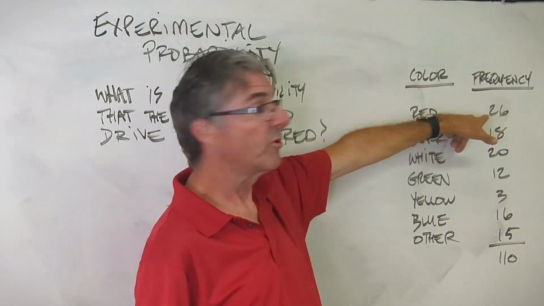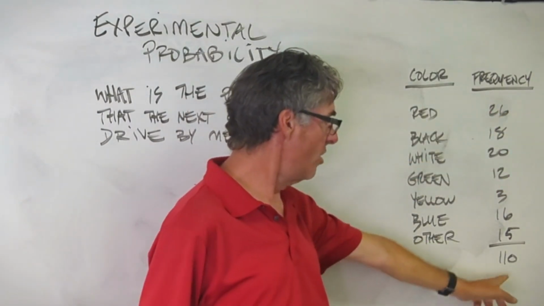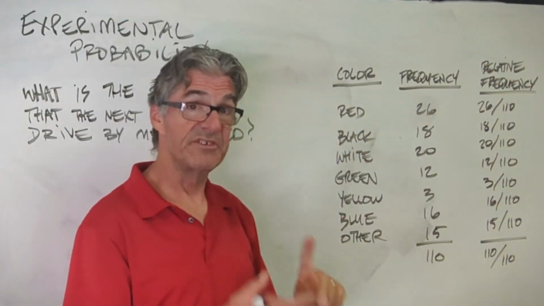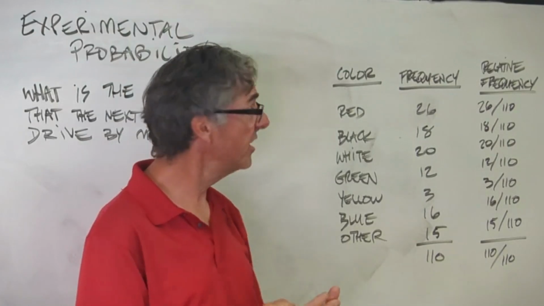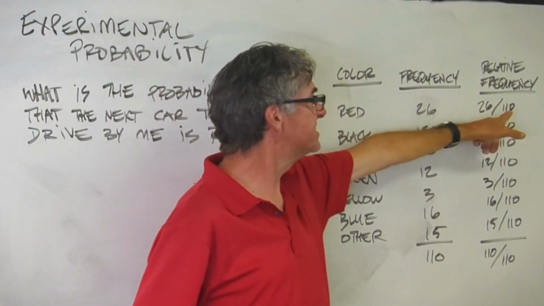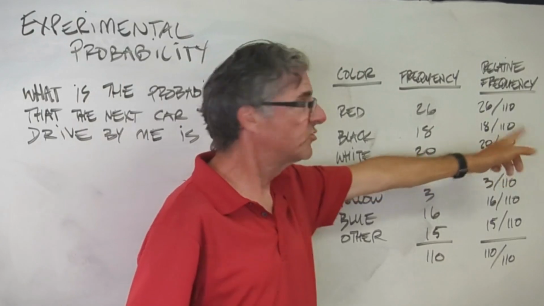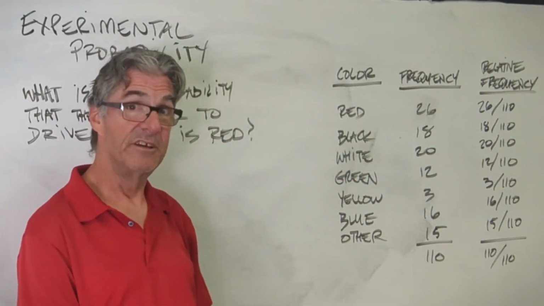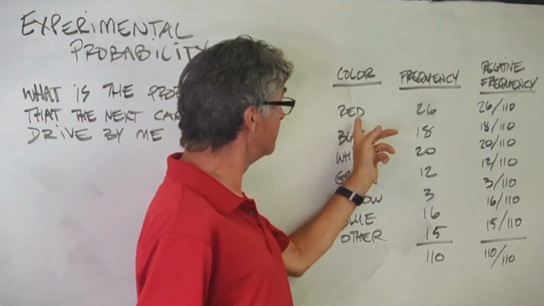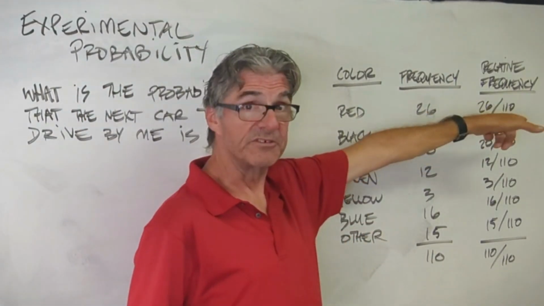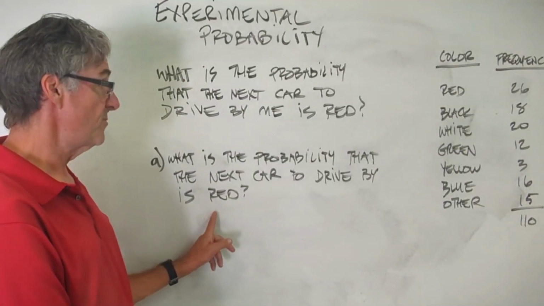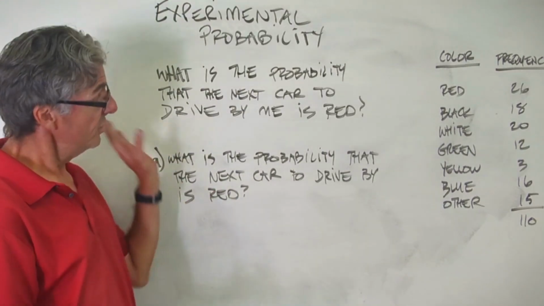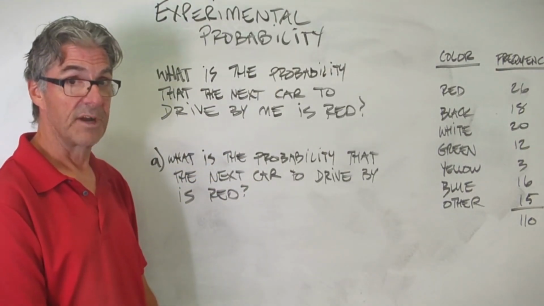So this means I saw 26 red cars, 18 black cars, and so on, for a total of 110 cars that I counted. Now, the relative frequency, remember, it's the desired outcome over the total trials, the total number of outcomes. So I got 26 out of 110 red, 18 out of 110 black, 20 out of 110 white, and so on. So each color has a relative frequency. Now, since our question is about red cars, we're going to drill in to the red car relative frequency. Your first question, what's the probability that the next car to drive by is red? I want you to pause the video, use this information, and calculate that probability.